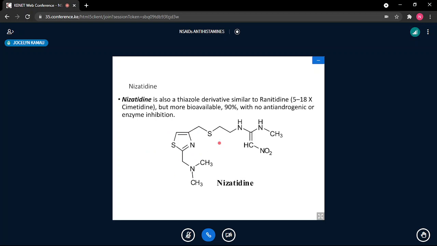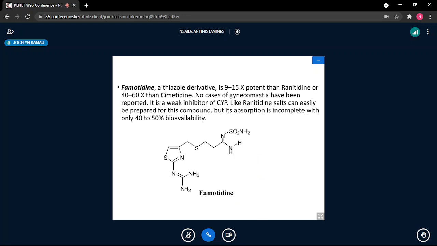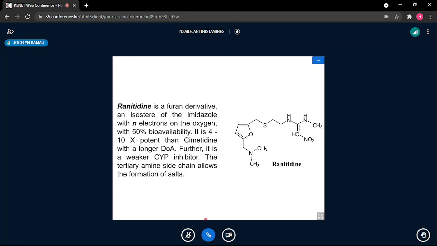Even this group is as it is in ranitidine, only change the furan ring to a thiazole ring, and again you retain activity. It's also a thiazole derivative similar to ranitidine, but has higher bioavailability, 90%, with no androgenic activity or enzyme inhibition. So that is nizatidine, as I have said, very, very close to ranitidine.